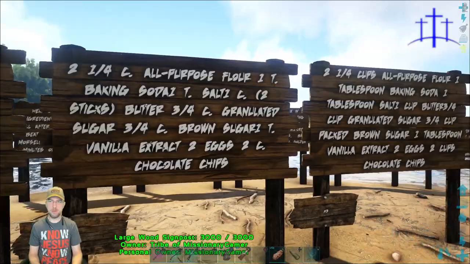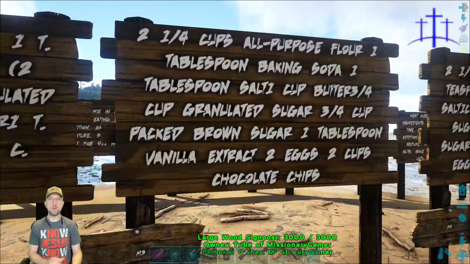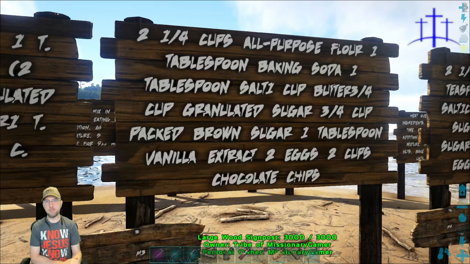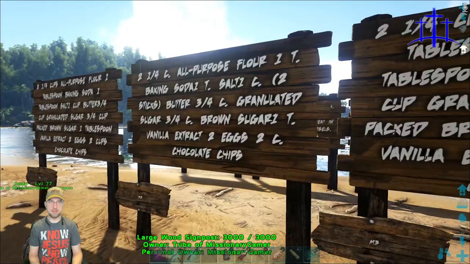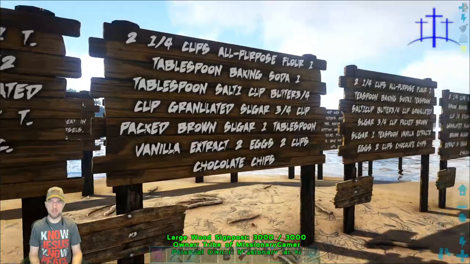Look at the next one. I see this one. 2 1/4 cups of all-purpose flour, a tablespoon baking soda, a tablespoon salt, cup butter, cup granulated sugar, packed brown sugar, 1 tablespoon vanilla extract, 2 eggs, 2 cups of chocolate chips. What's interesting is we kind of know that something's going on with these because just the amount of space they take up on the boards is kind of interesting. That's manuscript 3. You can look at manuscript 4 here.